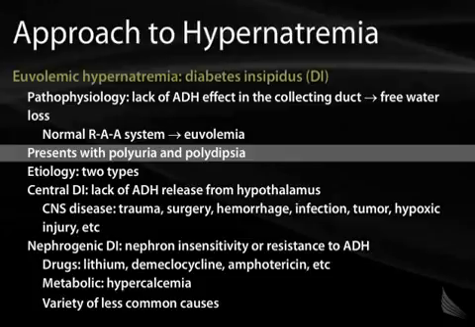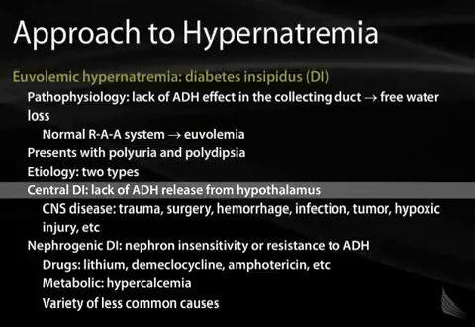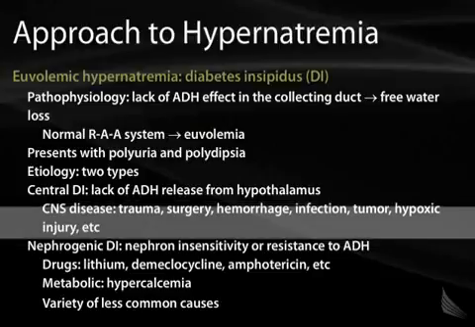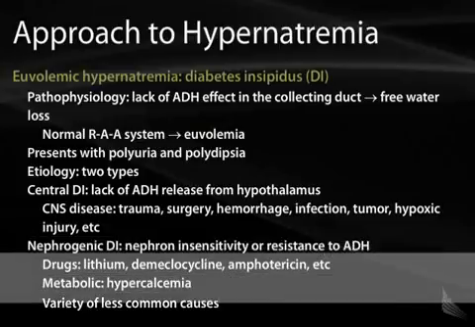The increased free water losses lead to the polyuria. The resulting increase in serum sodium concentration still stimulates thirst, thus the polydipsia. There are two major types of diabetes insipidus. Central DI, which is a lack of ADH release from the hypothalamus, which results from central nervous system disease, or nephrogenic DI, where the kidney is insensitive to the activity of ADH.